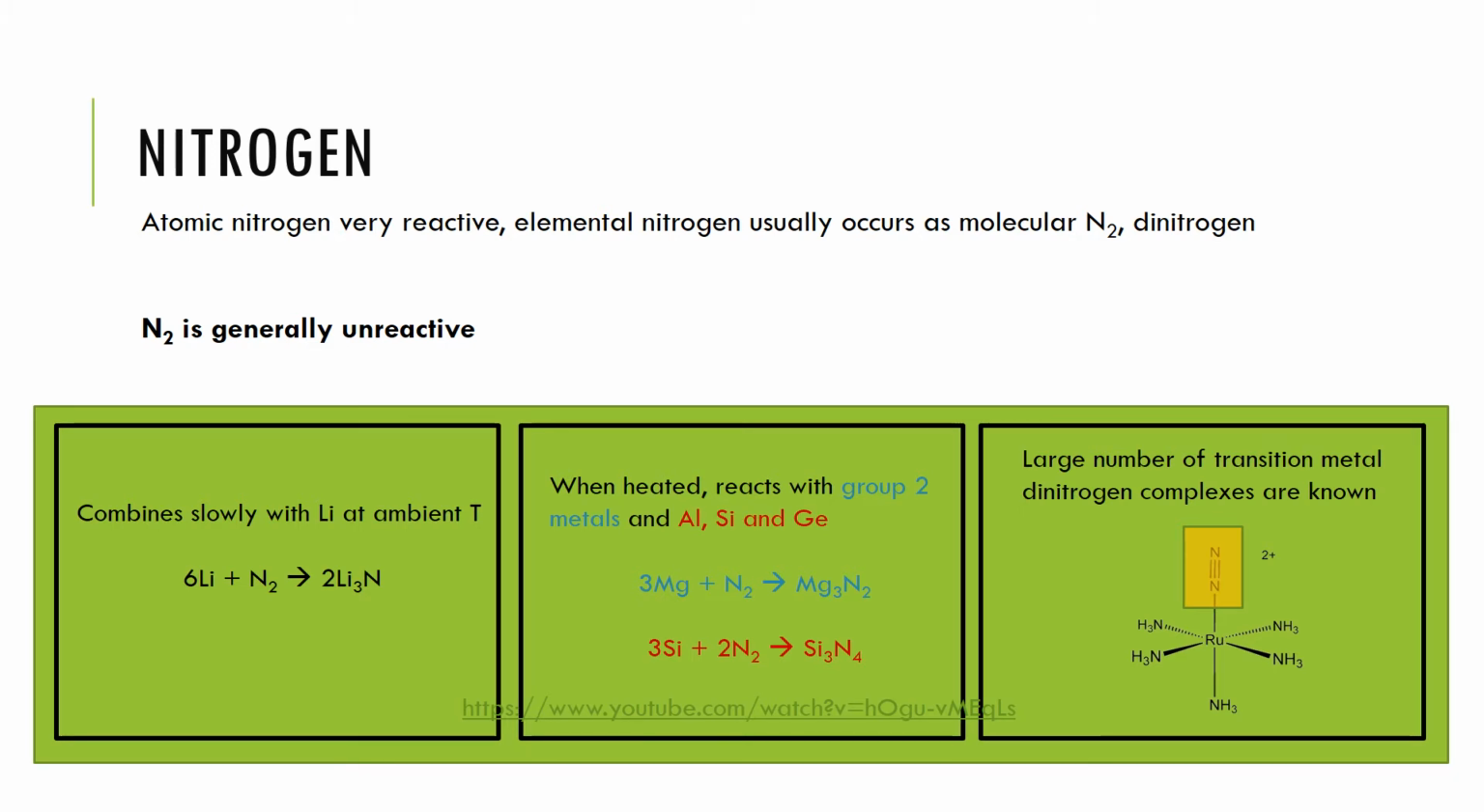When heated, it will react with most group 2 metals and things like aluminium, silicon, and germanium as well. And we studied this in some detail last year when we looked at transition metal complexes. We saw possibly some strange ligands with dinitrogen in them, and they make quite good ligands, and they bond to metals like ruthenium. And you can see an example of an octahedral ruthenium complex there, which contains one of these dinitrogen ligands.